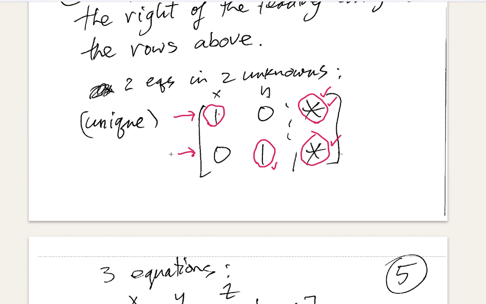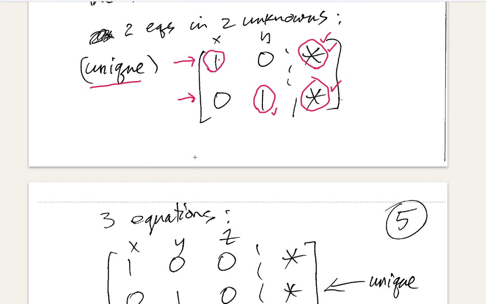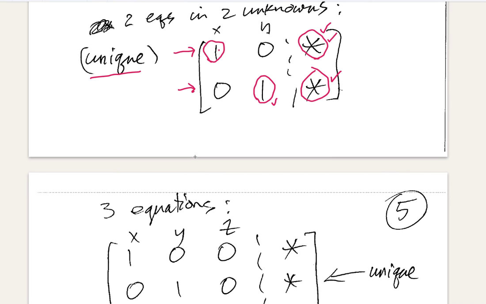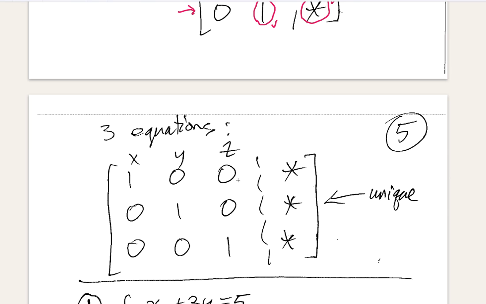Oh, I say unique because this shows a unique solution. Remember, linear systems, you either have a unique solution, no solution, or infinitely many solutions. Let's say I had 3 equations and I worked it down and it looked like this. Can you see that this is row reduced echelon form?